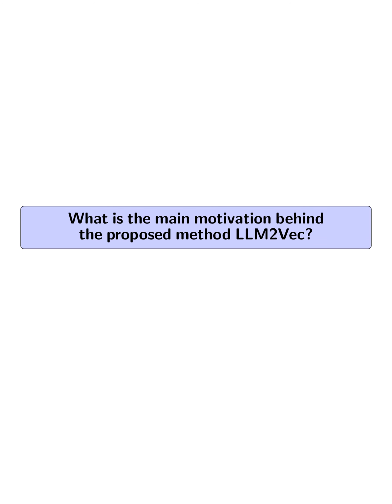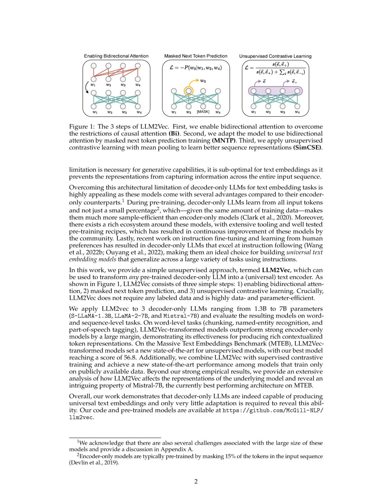What is the main motivation behind the proposed method LLM2Vec? The main motivation behind the proposed method LLM2Vec is to transform any pre-trained decoder-only language model, LLM, into a universal text encoder for text embedding tasks.